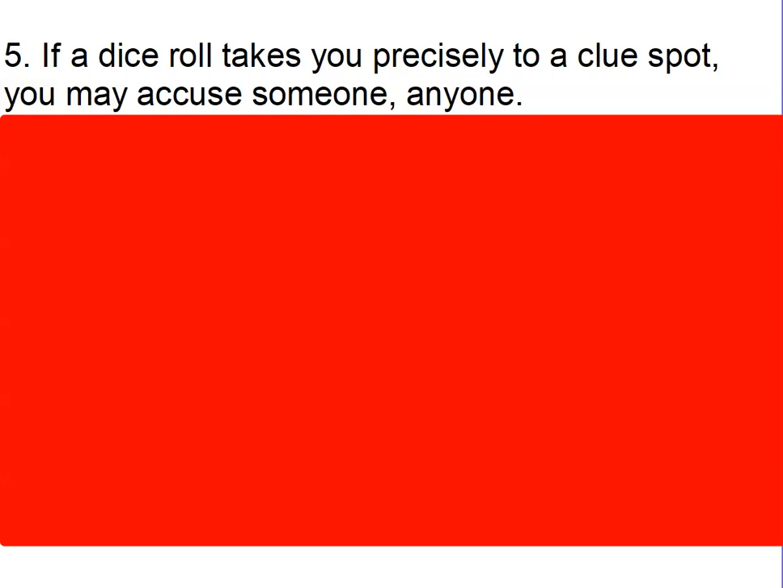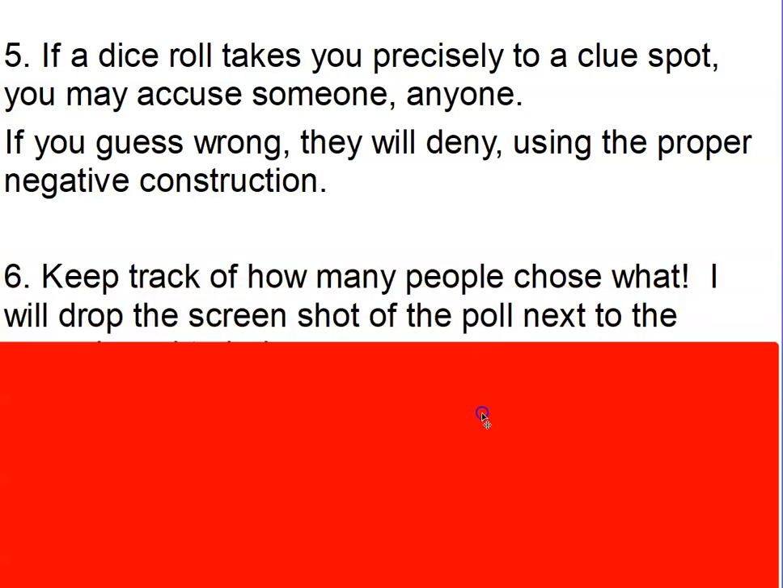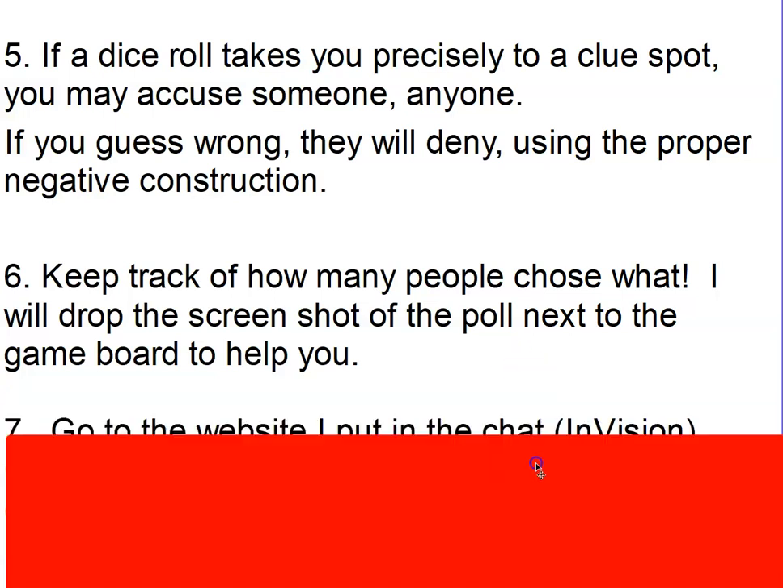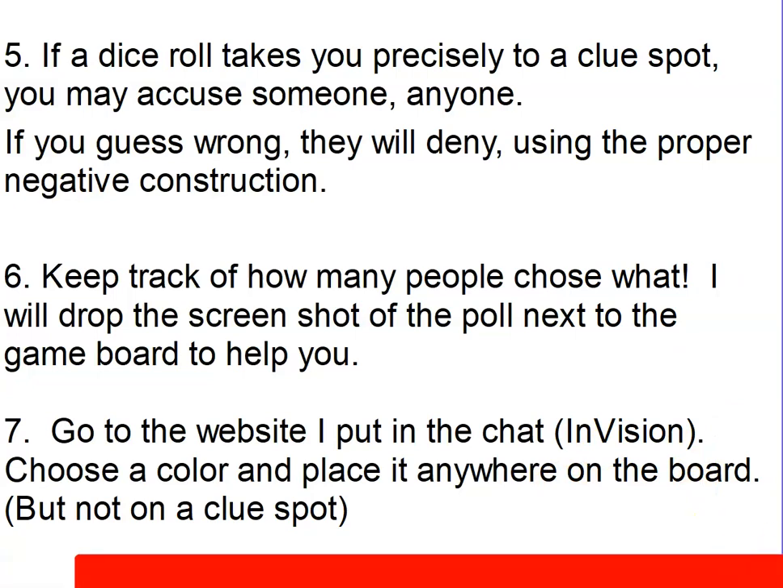If a dice roll takes you precisely to a clue spot, you can accuse anybody you like. If you guess wrong, they're going to deny it, and they have to use the negative sentence construction. Keep track of how many people choose what. I'm going to drop the screenshot of the poll next to the game board to help you. And go to the website I put in the chat, because I put a chat that was taking them to the website. Choose a color, place it anywhere on the board, but not on a clue spot. I think that was all my rules for that.